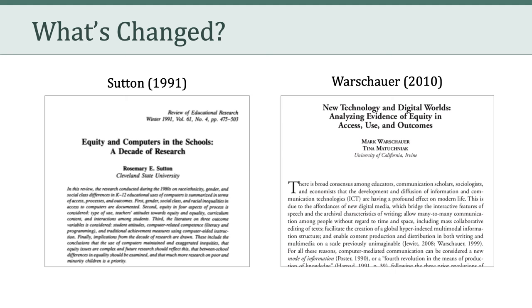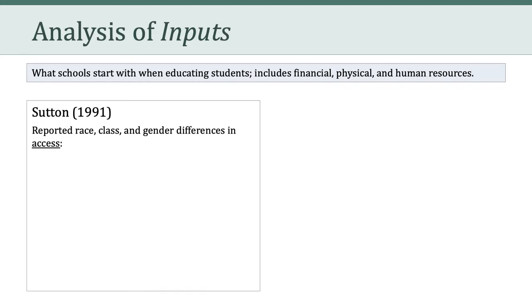So what I want to do now is compare Rosemary Sutton's findings from 1991 to Warschauer's findings in 2010 and ask the question, what's changed? And we'll do that by looking at inputs, processes, and outcomes. So in terms of input, Sutton reported major differences in race, class, and gender differences in terms of access.